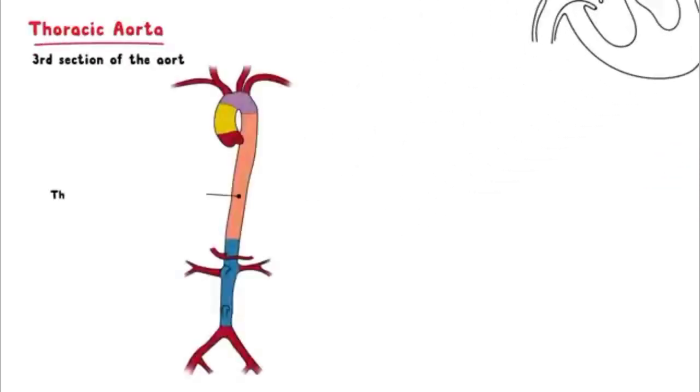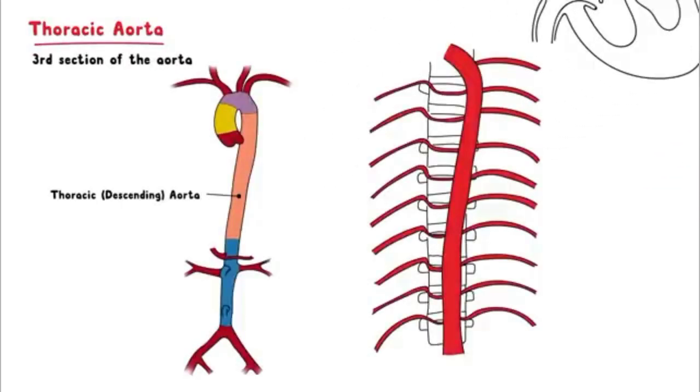The third part of the aorta is the thoracic aorta or descending aorta, which continues from the aortic arch and spans from the level of T4 to T12. Initially, it begins to the left of the vertebral column, but approaches the midline as it descends. It exits the thorax via the aortic hiatus in the diaphragm, where it becomes the abdominal aorta.